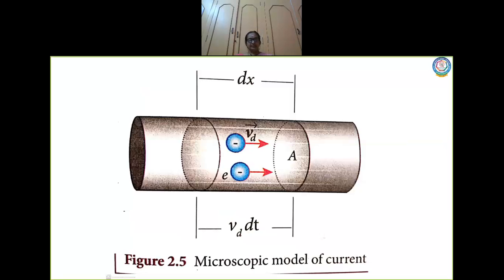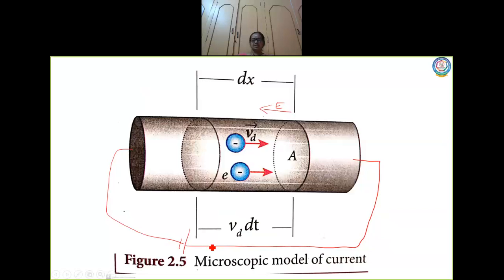Now there is a conductor again. There is a metallic conductor, and this conductor is connected to an external battery. You have to understand. See here, electrons are moving from left to right. Now this is the drift velocity of the electron. So in that case, what will be the direction of the electric field? The electric field will be in this direction. Now imagine this conductor to be connected to the positive and negative terminals of a battery, so that the electric field will be in this direction. Hope you understand the diagram.